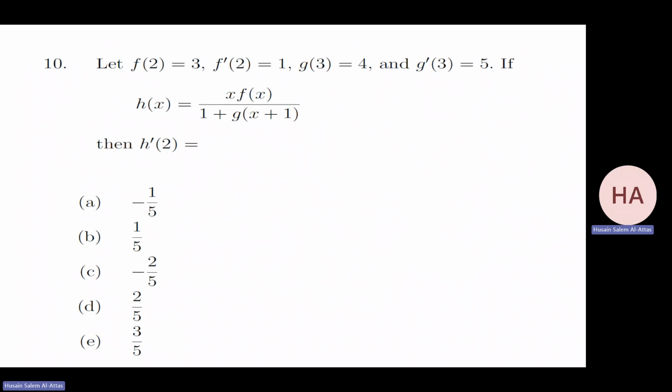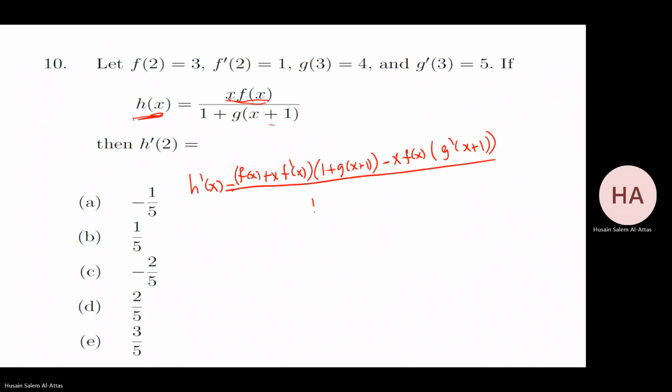Let f of 2 equal 3, f prime of 2 equal 3, g of 3 equal 4, g prime of 3, and so on. What will be h prime, the derivative of h of x? For h of x, we have a product rule, quotient rule, then product rule. I have f of x plus x f prime of x. This is h prime of x: product rule, f of x plus x f prime of x, times the denominator, minus the numerator times the derivative of the denominator. Derivative of 1 is 0, this is g prime of x, plus 1, over all of this squared.